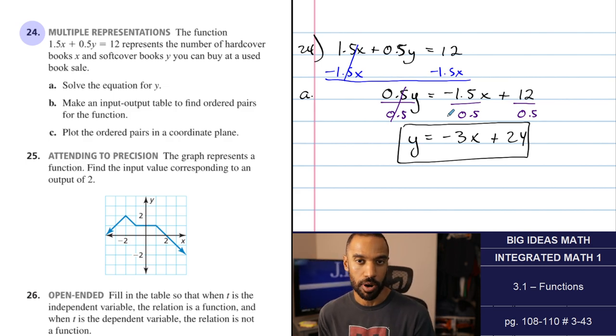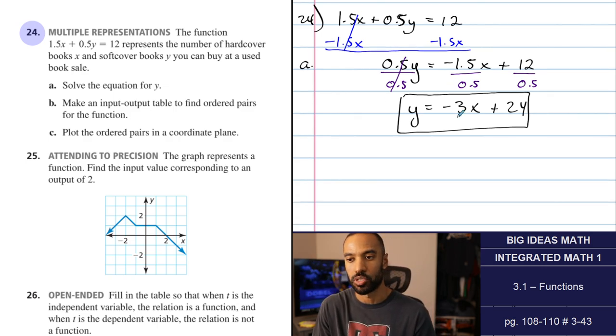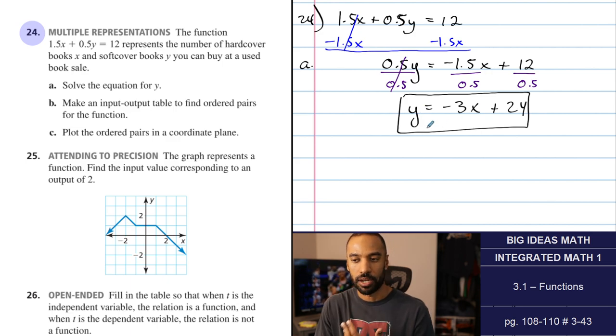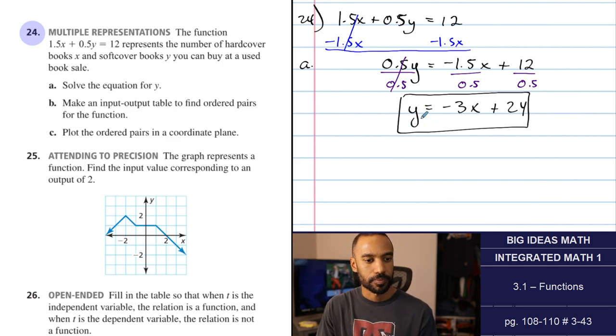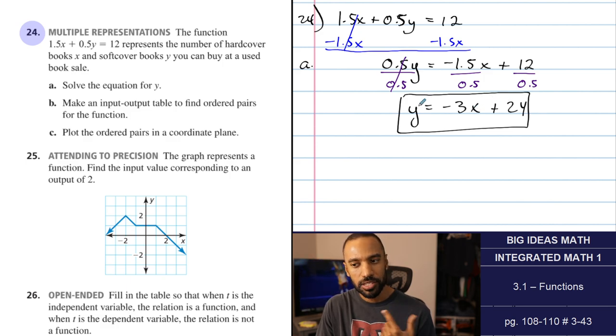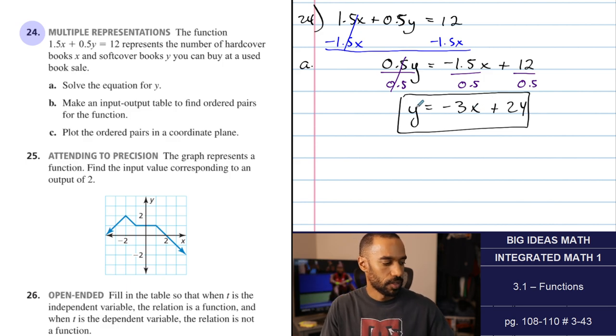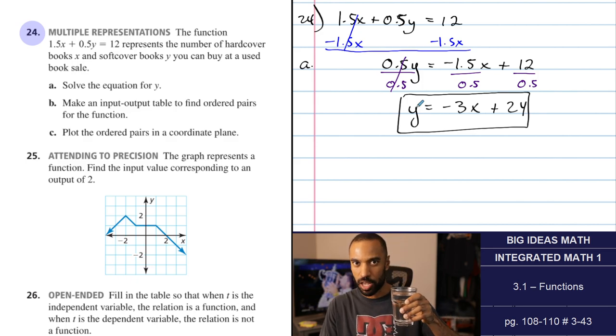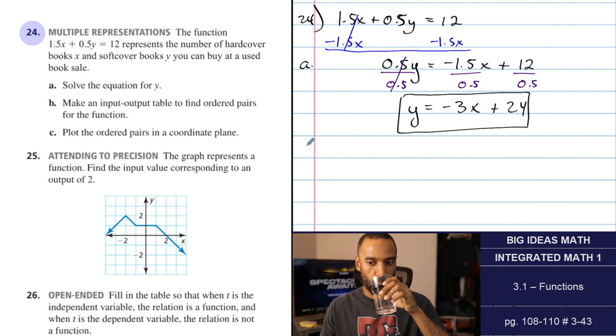I shouldn't go slowly on a problem like that. That was chapter 1, 2 chapters ago. So I just want to make sure that we understand what we got done. Now, what does this represent? X is the number of hardcover books. Y is the number of softcover books. Based on the number of hardcover books I buy, now it's kind of independent and dependent, Y is the number of softcover books I can buy. When I buy more hardcover books, there are fewer softcover books I can buy.